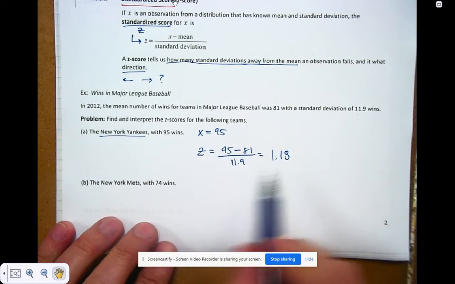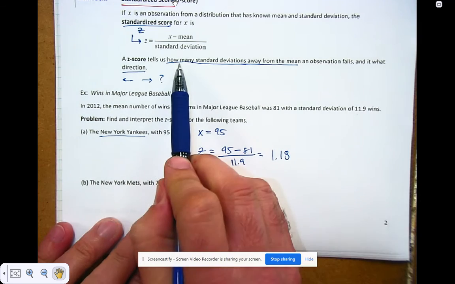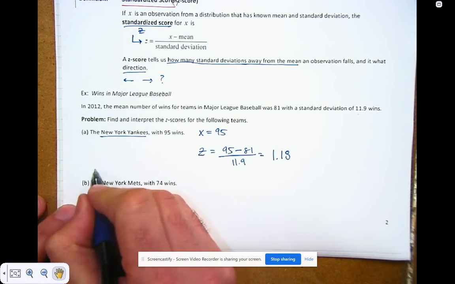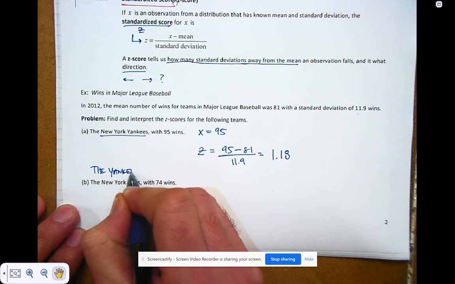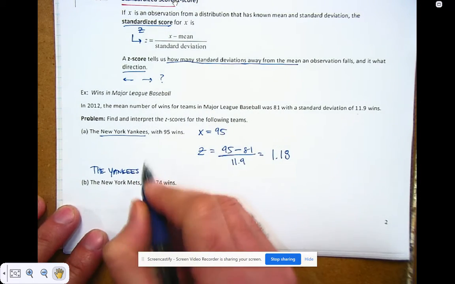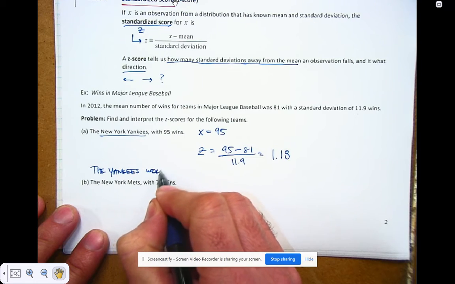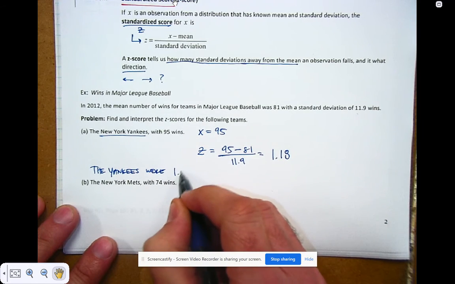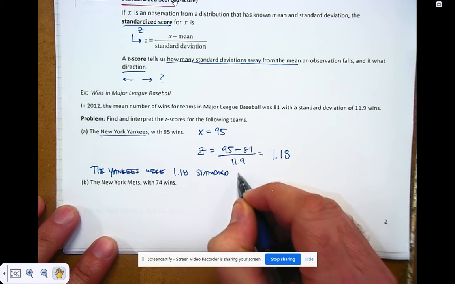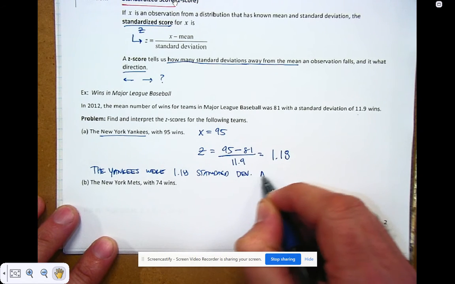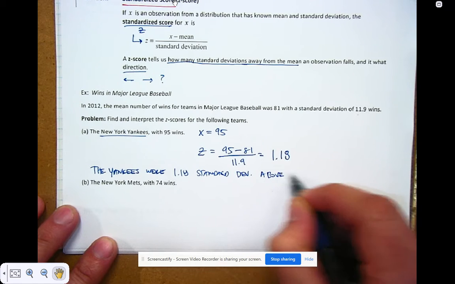Okay, so what does that mean? It tells you the Yankees, just copy this sentence: The Yankees were 1.18 standard deviations above the average.